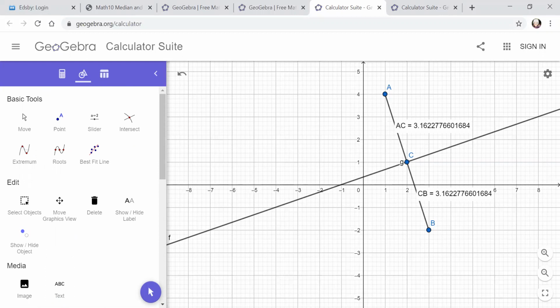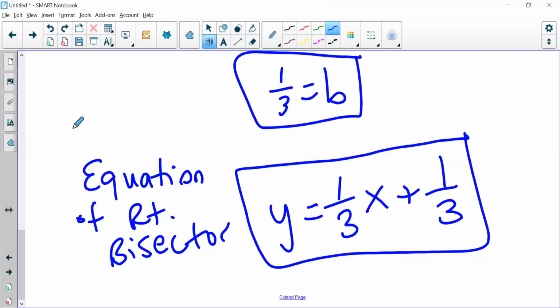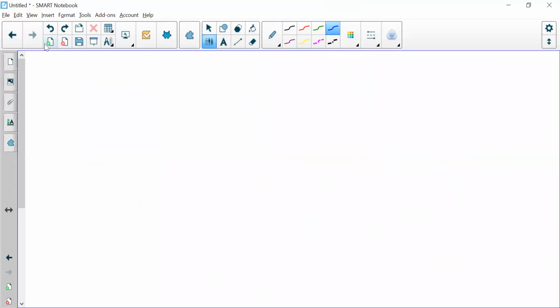Okay, one more example, and then you guys have some work to do. This last example, he has us do median and right bisector, which I think is fantastic because you have learned a lot today. Maybe I need to still copy some notes. Sorry, guys. Let me just put this in my notepad here.